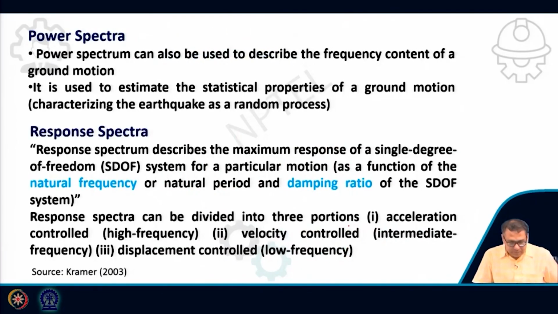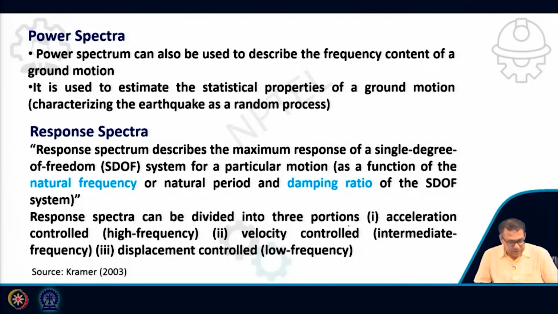Now the next parameter is the power spectra. Power spectra can be used to describe the frequency content of a ground motion. Like the other spectra, it is used to estimate the statistical properties of a ground motion, or for characterizing the earthquake as a random process. The next one is the response spectra, which is very important.